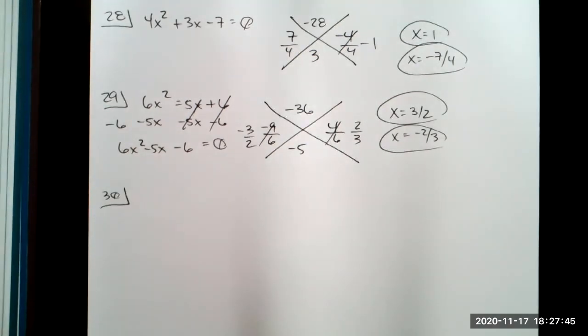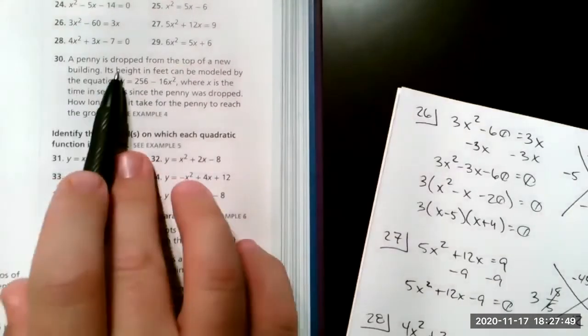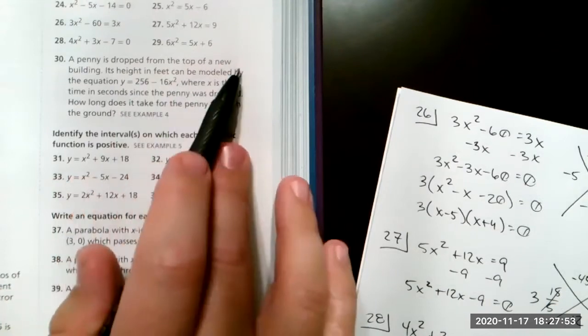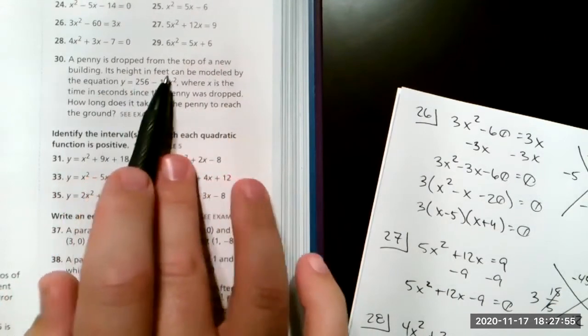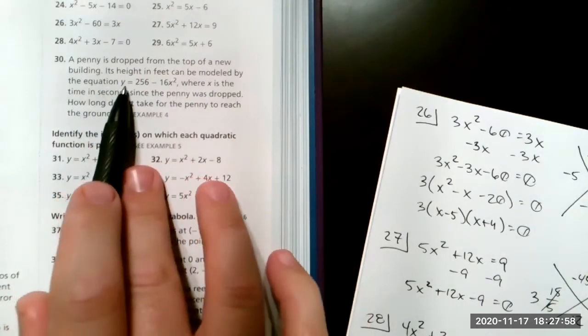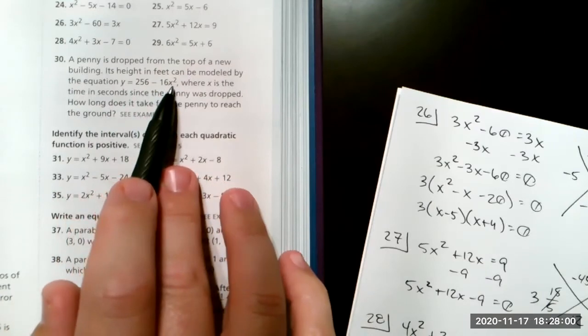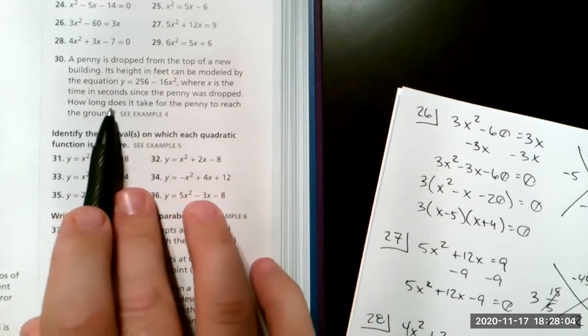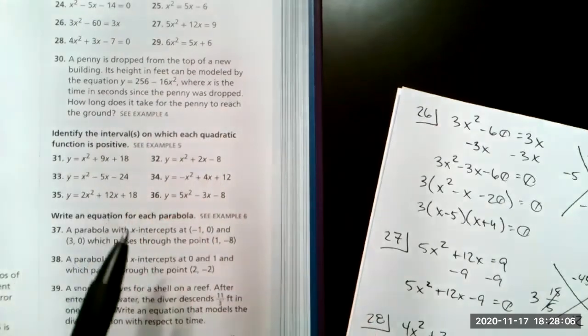So number 30, let me go ahead and put this over here because it's kind of a lot to read. A penny is dropped from the top of a new building. Its height in feet, I don't know why it matters that it's a new building, can be modeled by the equation y equals 256 minus 16x squared, where x is the time in seconds since the penny is dropped. How long does it take for the penny to reach the ground?